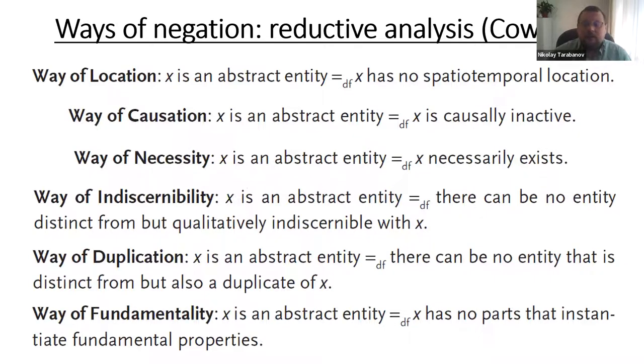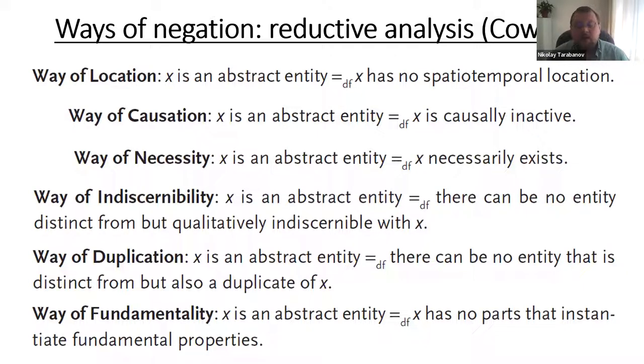This is the so-called reductive analysis in terms of Cowling, a way of negation, saying what abstract objects are by saying what they are not. Its different versions are carefully described by Cowling in his book, and he concludes that no reductive analysis of the abstract-concrete distinction avoids serious challenge. Unfortunately, we have no time to scrutinize them here.